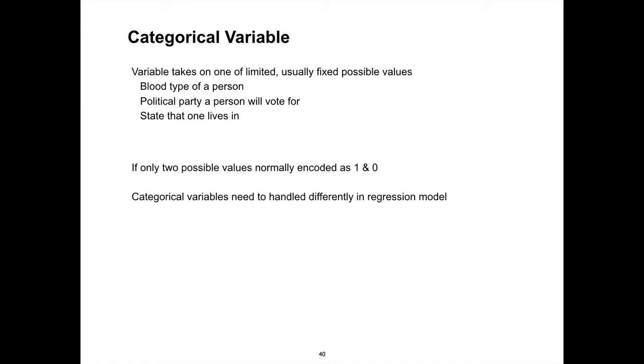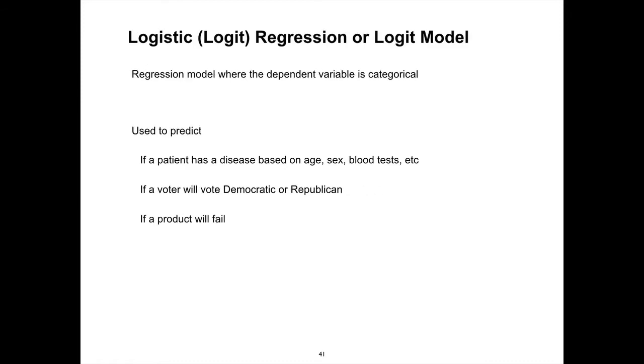And the problem is, linear regression assumes that there's a formula there, and that doesn't work when you have finite outcomes. If there are only two outcomes, the standard way to model it is 0 and 1. And so logistic, or Logit, regression handles the case when the dependent variable is categorical, where there's a fixed number of outcomes.